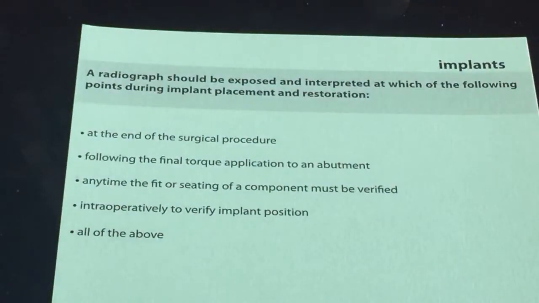A radiograph should be exposed and interpreted at which of the following points during implant placement and restoration: at the end of the surgical procedure, following the final torque application to an abutment, anytime the fit or seating of a component must be verified, or intraoperatively to verify implant position, or all of the above, obviously.